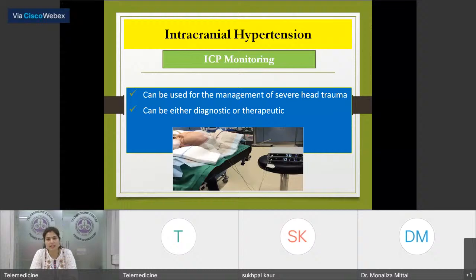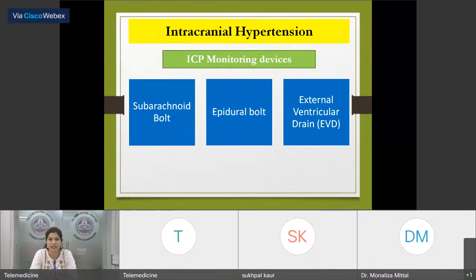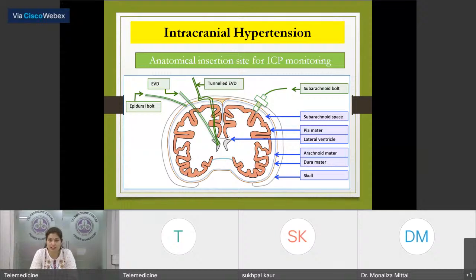Now, in some settings we can monitor the intracranial pressure, and in some settings it's not possible. ICP monitoring could be a management tool for severe traumatic brain injury, and it could be diagnostic also. We can use ICP monitoring just to diagnose a patient, and sometimes it is useful to drain the increased CSF from the brain. There are three ways by which we can monitor: the subarachnoid bolt, the epidural bolt, and the external ventricular drain. This is a pictorial representation of the placement of these ICP monitors.